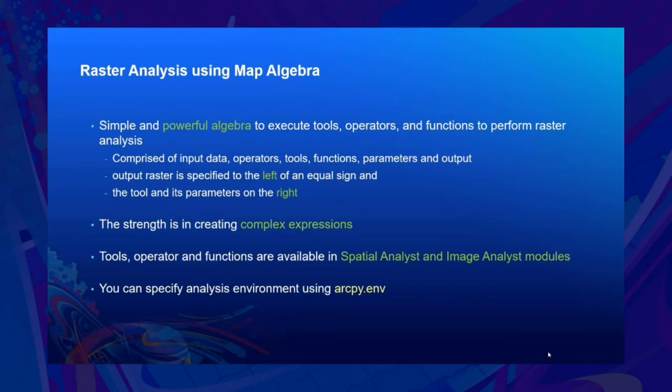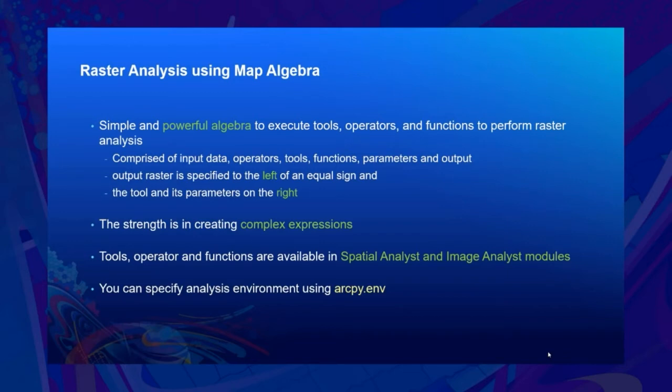The output raster is specified on the left-hand side of the equal sign, and that is the most distinctive nature of a map algebra expression. The tool and its parameters are on the right-hand side. The strength is in creating complex expressions. You can write a very complex expression in a simple manner when you are writing a map algebra expression. Tools, operators and functions are available in the Spatial Analyst and Image Analyst modules. You can also specify the analysis environment using ArcPy.env.